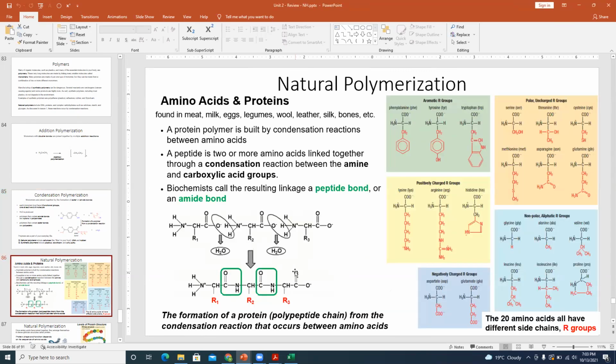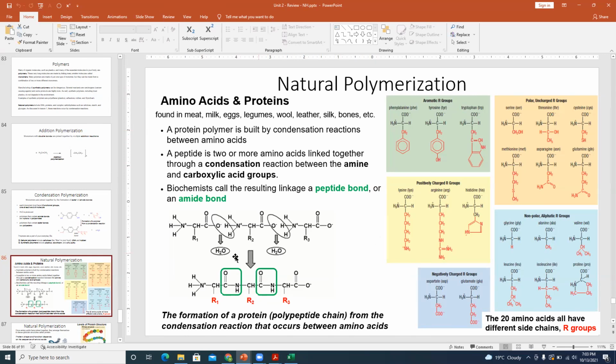Particularly important and relevant to us are the natural polymers, proteins. Now, proteins are polymers made out of monomers, which we call amino acids. And proteins are found in meat and milk, eggs, legumes, beans, also in wool and silk and leather and bone. These all have protein content. And this protein polymer is made by the condensation reaction between amino acids.